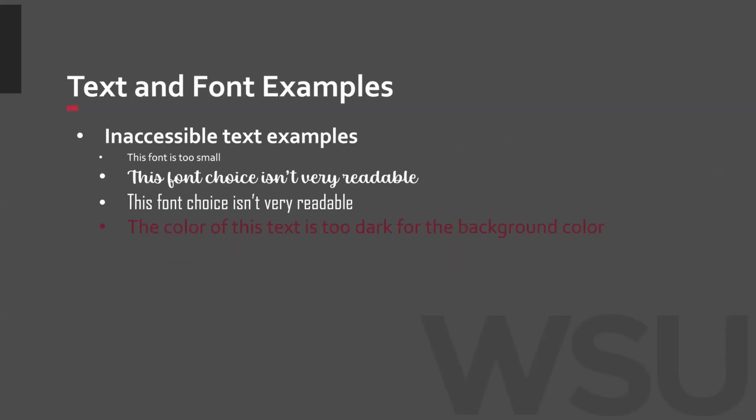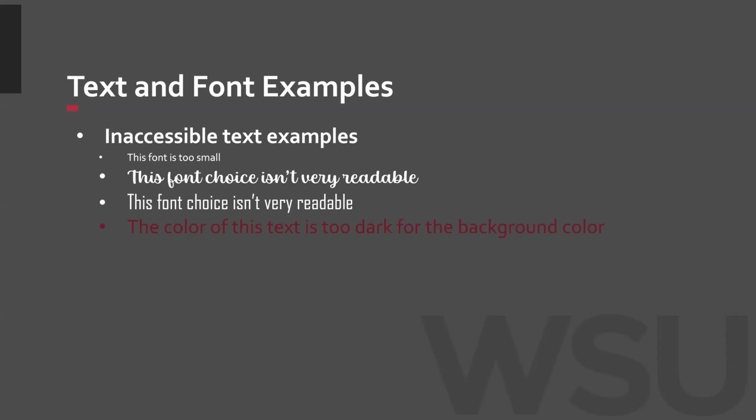So, text and font examples. The first inaccessible text example is a bulleted point that says this font is too small. I think I made that font size about 14-point. You might be able to read it just fine on the screen, but somebody with low vision or visual impairment might have a difficult time reading that font. That's why it's important to ensure that it's at the very least 18-point font, but preferably more.